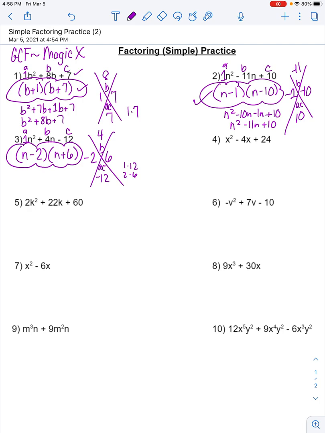Now I'm not going to check the next few just for the sake of time. However, I do encourage you to do that, specifically when you're doing it on a quiz or a test and we're not checking it together.